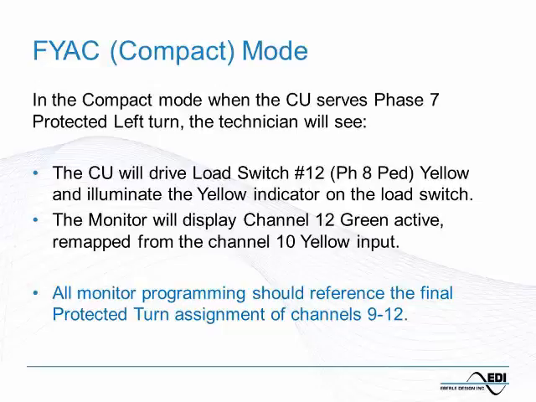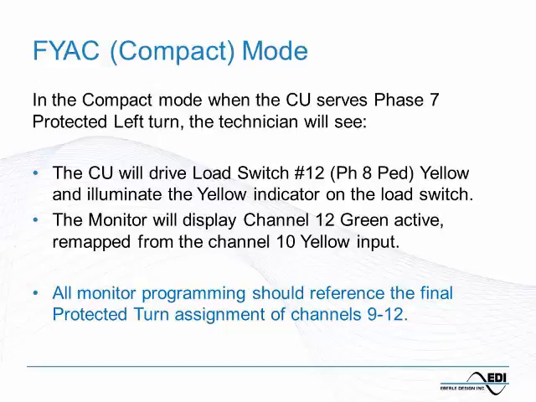So again, a simple example here perhaps of as we cycle. I've picked phase 7 left turn as an example. What we'll see as we're looking at the cabinet when we want to serve phase 7 protected left turn, the controller unit is going to drive load switch number 12, which is our phase 8 load switch. It's going to drive the yellow, and you'll see the yellow indicator on the front of the load switch come on.